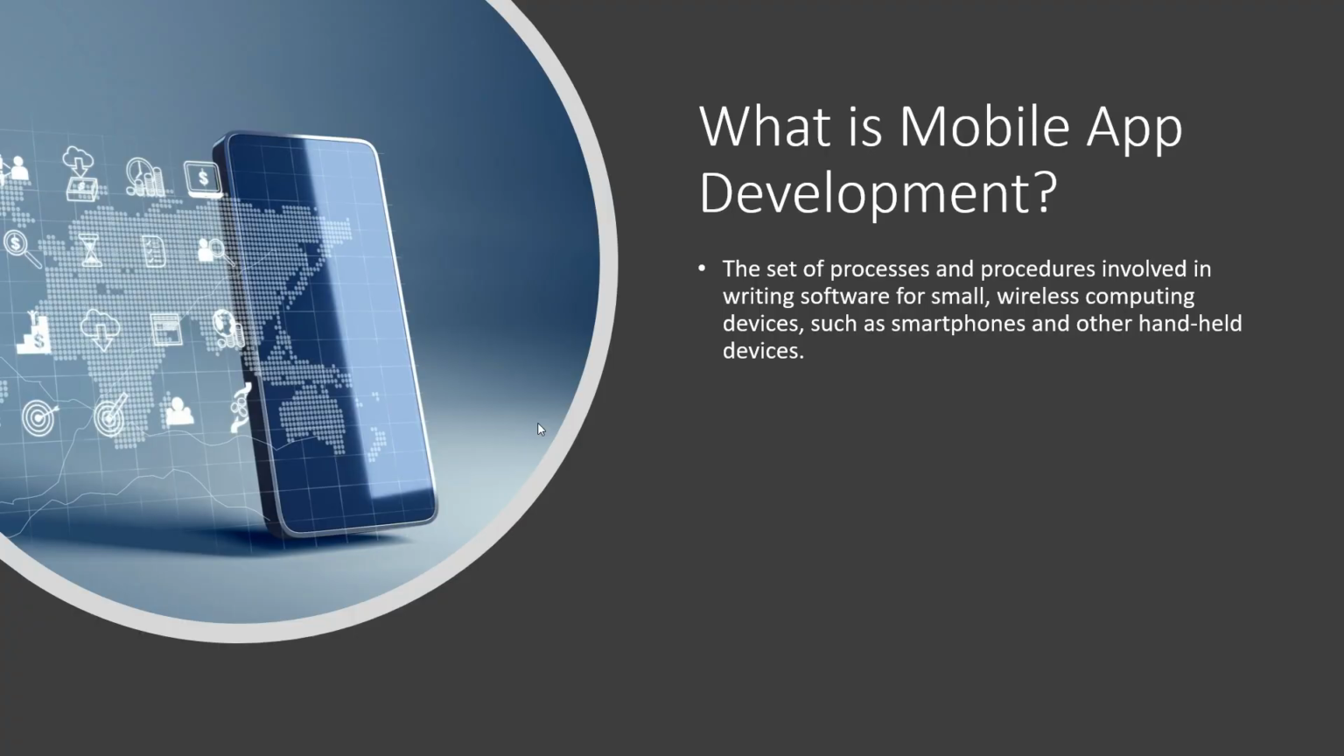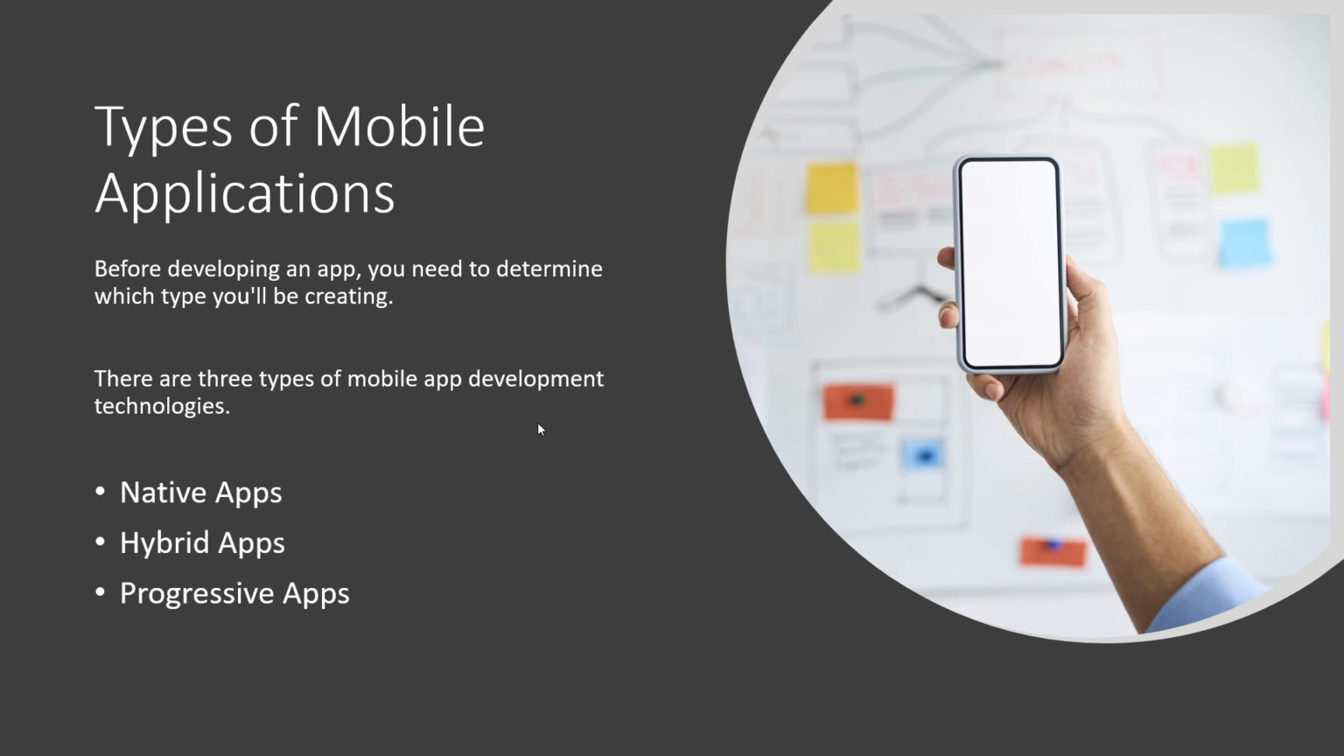And you may be wondering what mobile app development is. Mobile app development, or MAD for short, is a set of processes and procedures involved in writing software for small, wireless computer devices, such as smartphones and other handheld devices. Some examples can include social apps like Instagram, transportation apps like Uber, and entertainment apps like YouTube. To put it simply, it is the process of creating a software application that runs on smartphones, tablets, smartwatches, and other handheld devices. Before developing an app, you need to determine which type of app you'll be creating.